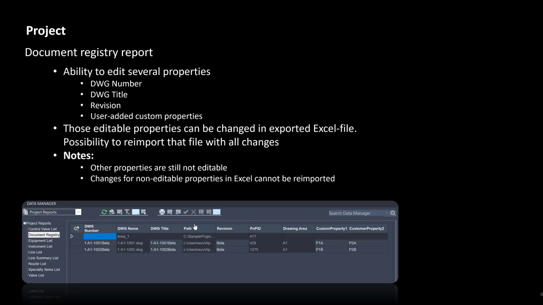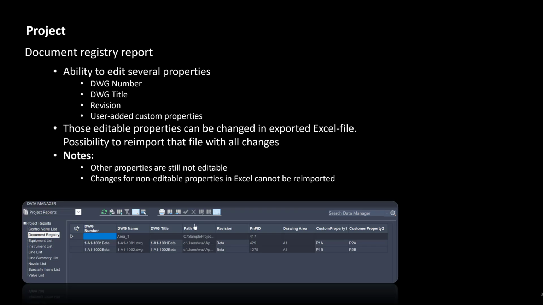Now let's move on to the document registry report, which got a significant usability upgrade. You can now edit several key properties directly through the report: DWG number, DWG title, revision, and also user-added custom properties. These editable fields can be changed in an exported Excel file and then re-imported back into a project with all changes applied. There are two important notes to keep in mind.